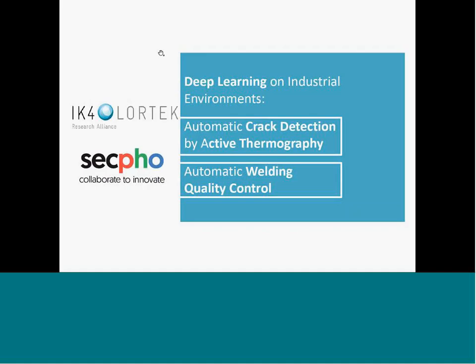Okay. Well, here we are going to explain two use cases of deep learning for industrial environments. The first one is for crack detection in active thermography, and the second one is for quality control in welding processes.